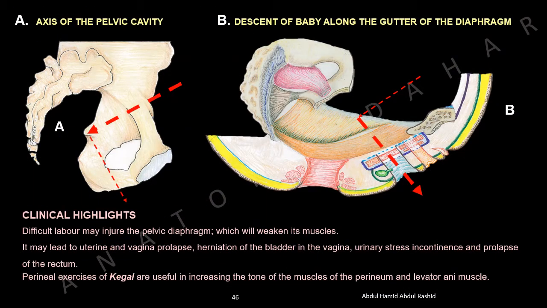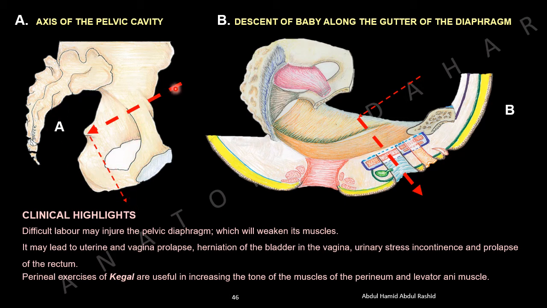We have two diagrams here. The first one is the axis of the pelvic cavity. Let's see this diagram first. This is the pelvic cavity, true pelvis, which is also known as pelvic minor. We have already shown this one earlier. We have an inlet, and we have the outlet. In between, the cavity is there.